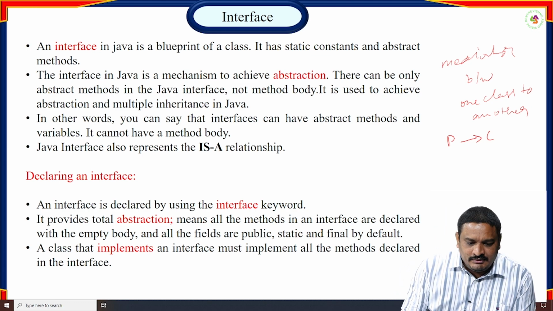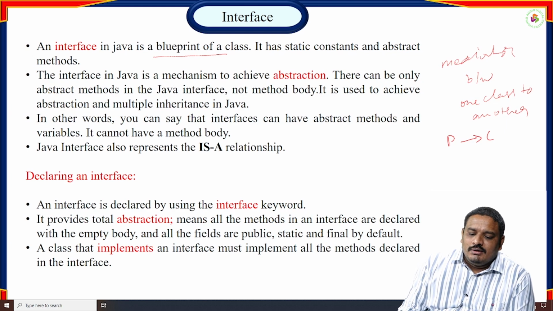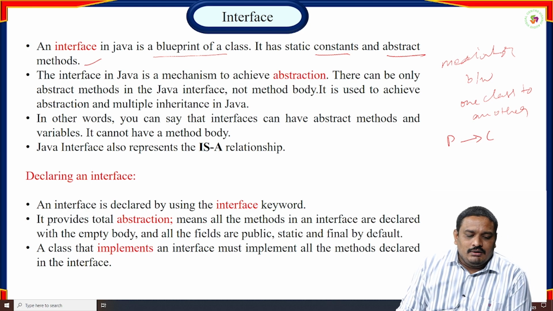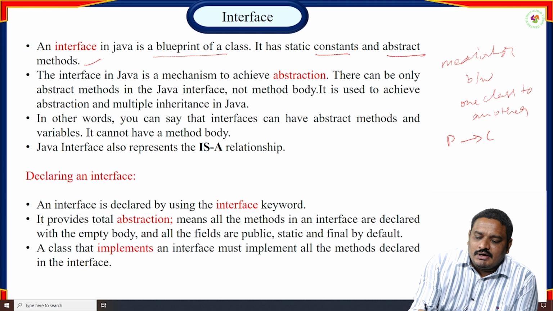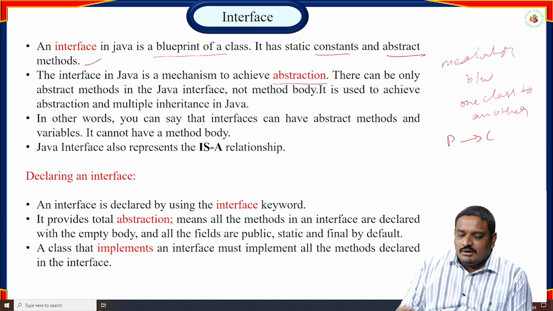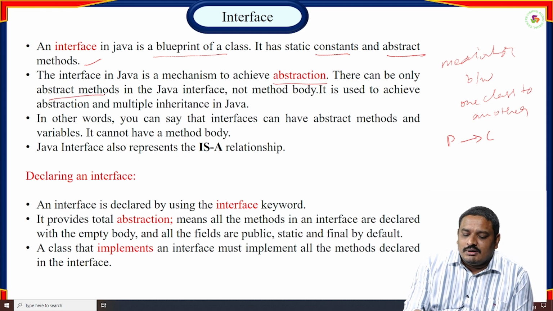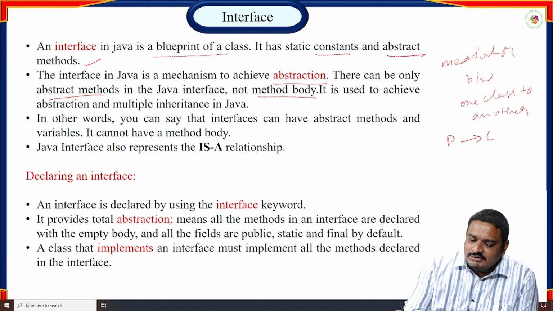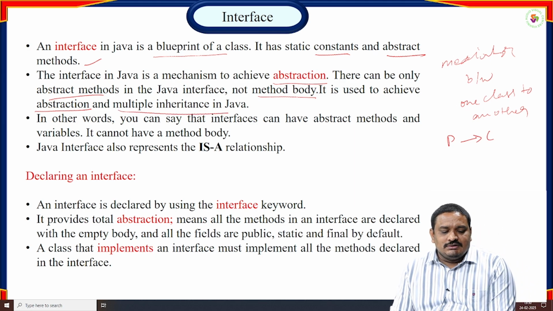An interface in Java is also a blueprint of a class. It has static constants and abstract methods. In Java, an interface is a mechanism that can be achieved through abstraction. There can be only abstract methods in Java interfaces, but not a method body. It can be used to achieve abstraction and multiple inheritance in Java.